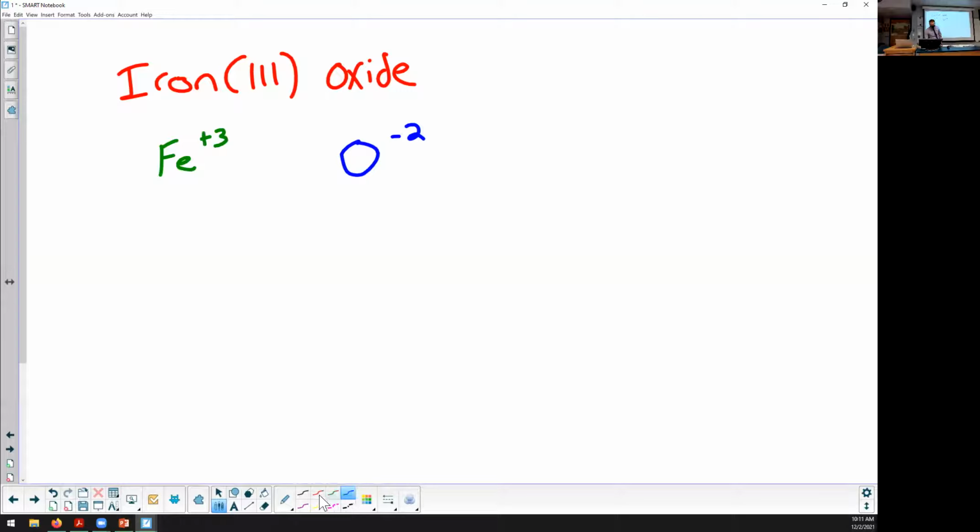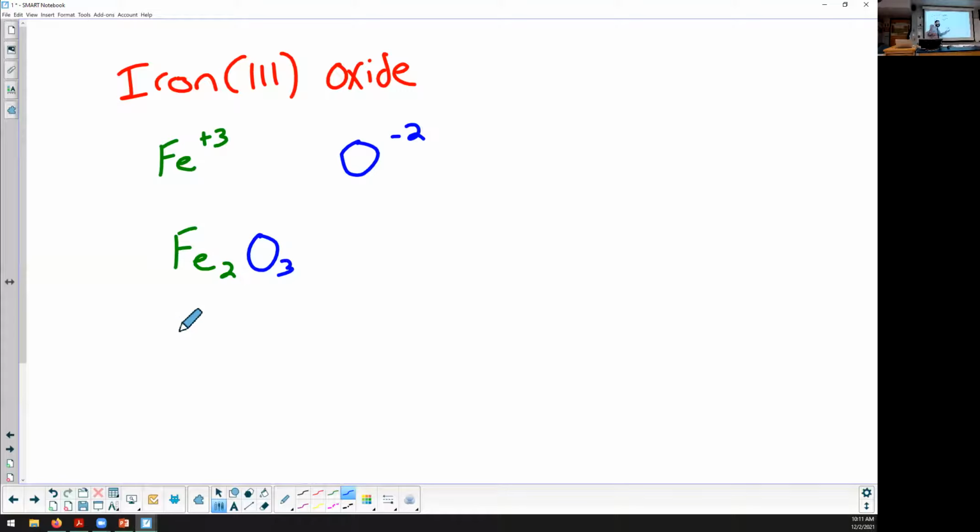But if we want to combine them, well, we need to find the least common multiple of 3 and 2. That's the only way you're going to get them to cancel out. What's the least common multiple of 3 and 2? 6, right? Yeah. So how many irons would you need to get to +6? How many irons would get you to +6? 2. And how many oxygens would get you to -6? Yep. 3. So yeah, we have 2 of these and 3 of these.